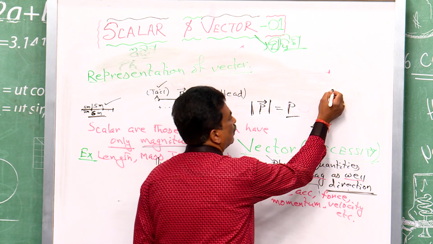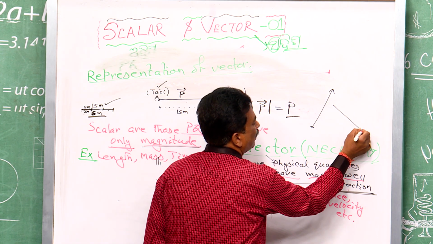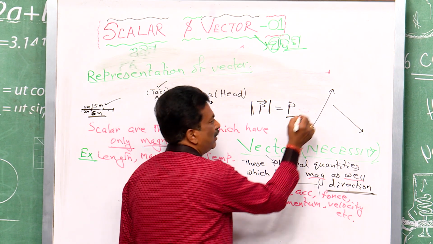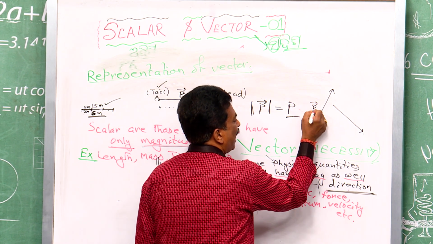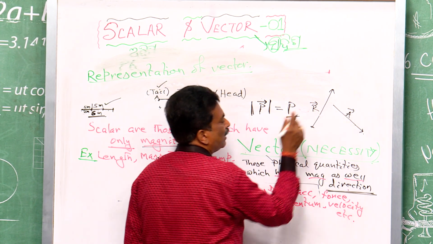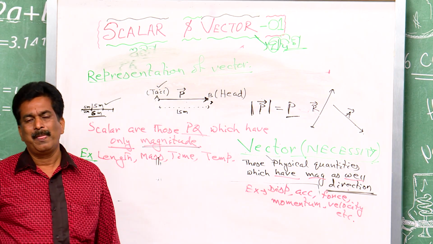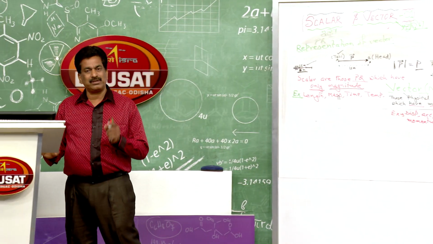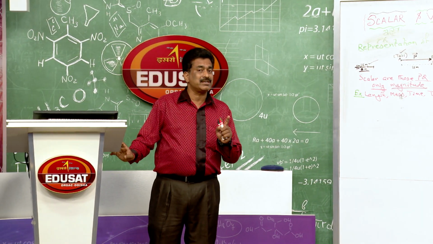So, this is also a vector, and if we take a vector like this going in this direction, this is also a vector. If this vector is the R vector, this can be taken as the A vector. Therefore, a vector always has a magnitude with a direction, but that is not sufficient.